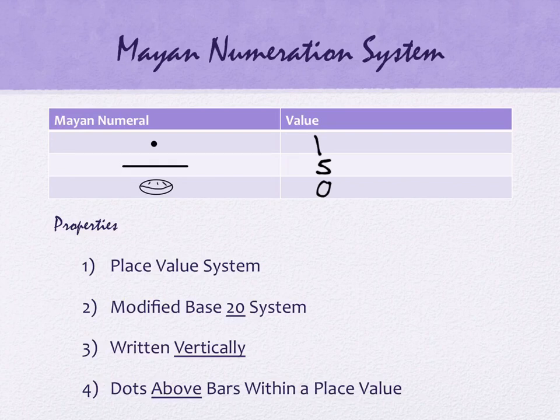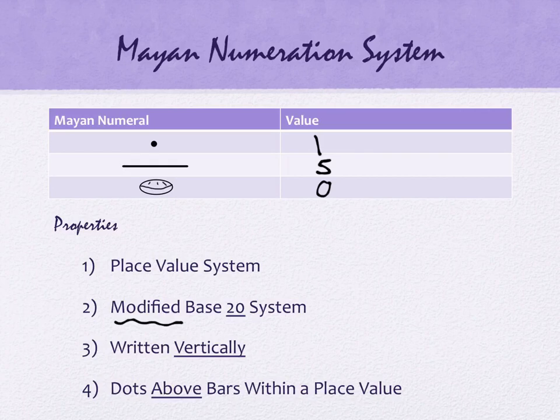Based on the 20 system. This also says that it's a modified base 20 system. What that actually means is that it's not like our system, which is 1, 10, 10 squared, 10 cubed, and so forth. The Babylonians was 1, 60, 60 squared, 60 cubed. The way that their system actually works is it's 1, 20, and then it's 20 times 18. Now, I'm going to show you how that works out after I finish other pieces here, but we'll come back to that modified part in a sec.